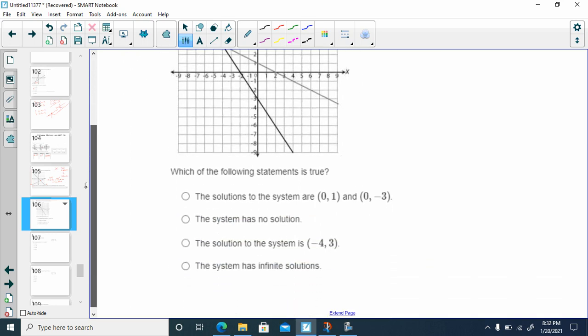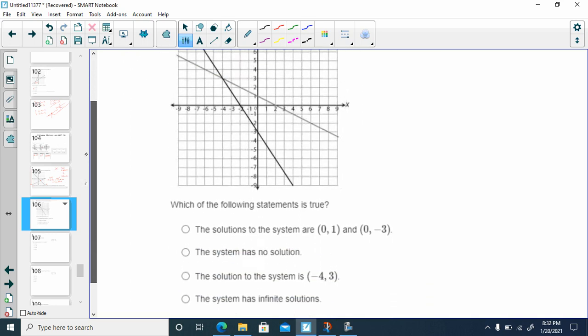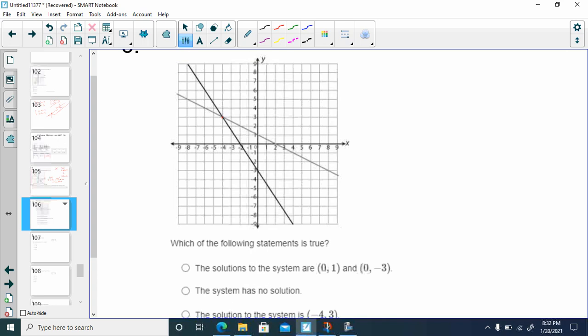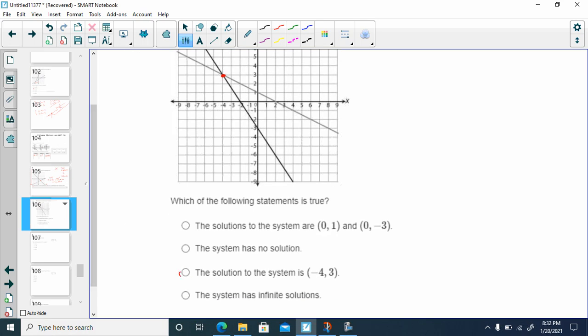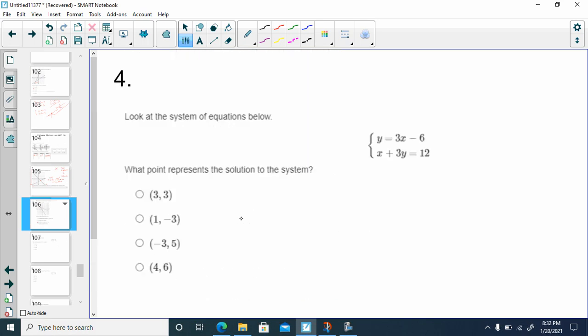Now, the graph below represents a system of equations. Which of the following statements is true? Okay, so they're talking about the solution. Well, the solution's right here, isn't it? This solution's at -4, 3. So the solution of the system is -4, 3. Look at the systems of equations below. Which point represents the solution? Well, this is not plotted for us, okay? So we can't use graphing.